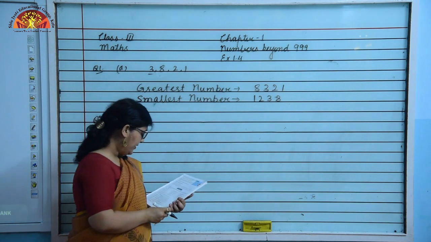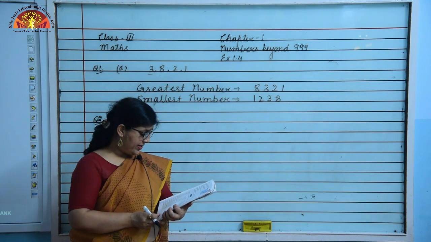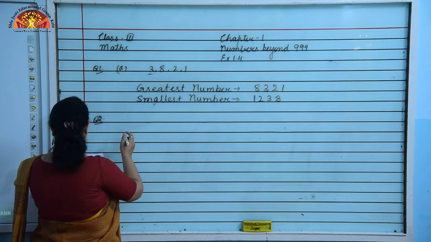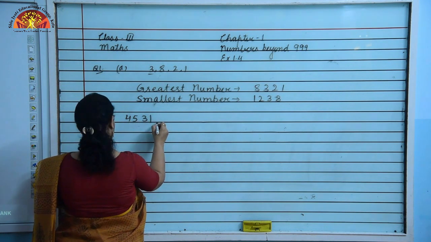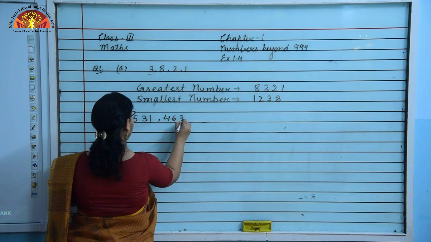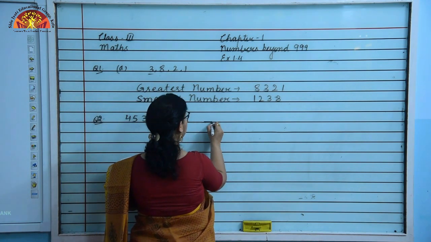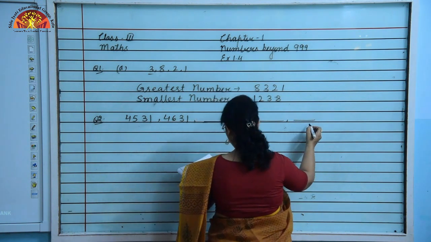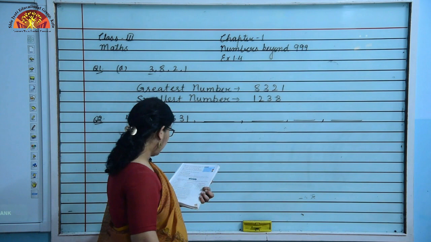Now question number 2. Skip count in hundreds and complete the pattern. So 4531 and 4631. We want to write the next numbers. This is skip count in hundreds.